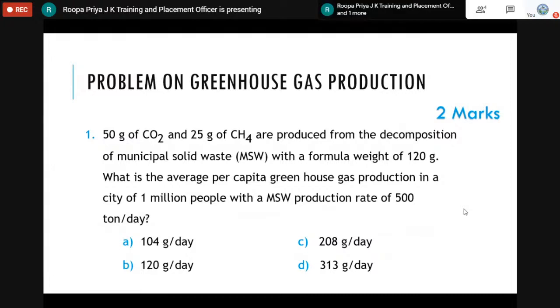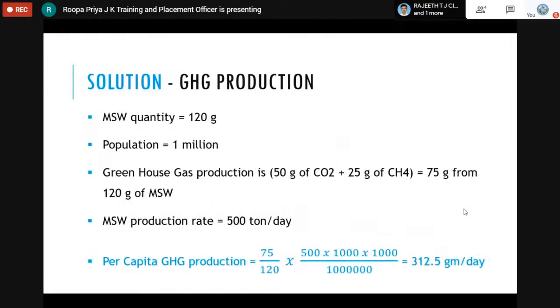Average per capita greenhouse gas production of a city is also provided, and the population is provided, and the production rate is provided. A simple calculation wherein you're finding out the greenhouse gas production, which is the total of the different types of gases produced. And then considering the production rate, you'll be calculating the per capita greenhouse gas production in grams per day. So these are the different types of questions you can expect in your question paper, that is GATE 2021, under Municipal Solid Waste Management.